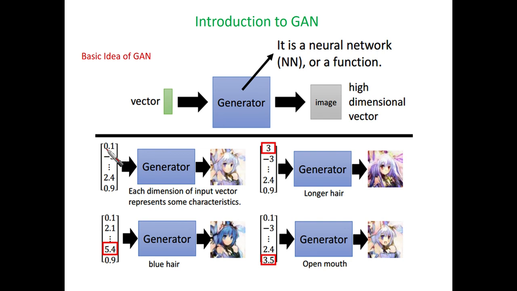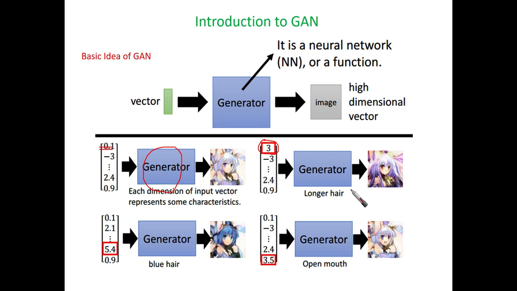Definitely, this generator randomly sets its parameters in the beginning, and then it produces this kind of thing. So, for example, let's say we change this dimension. It was 0.1, but now we give 0.3. Maybe the generator produces an image with longer hair.